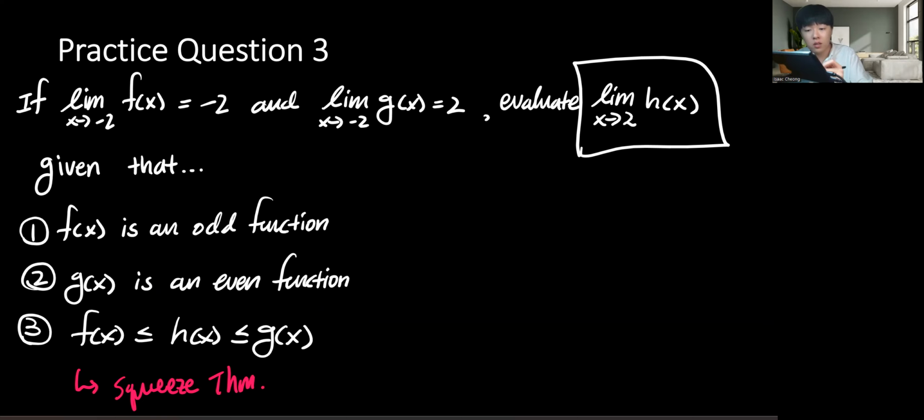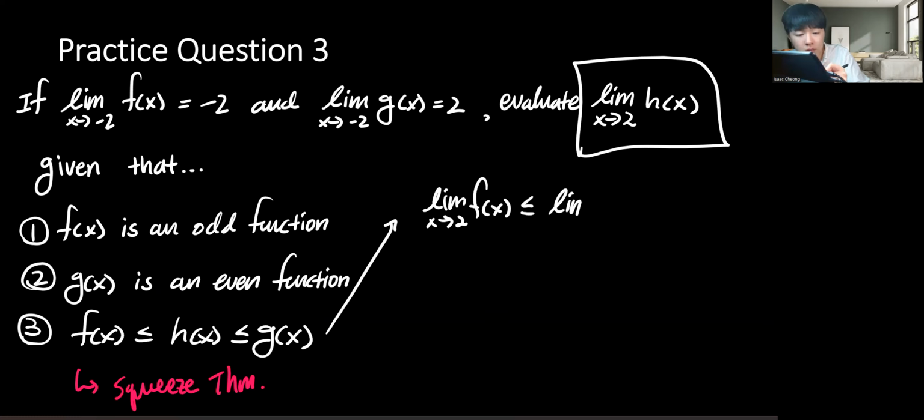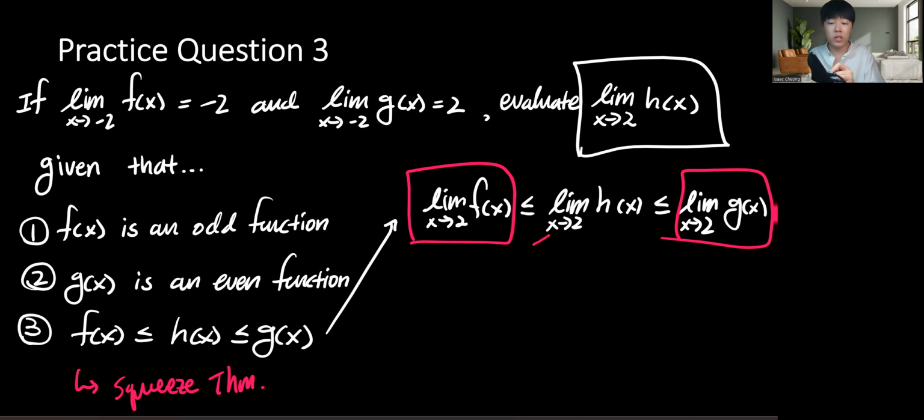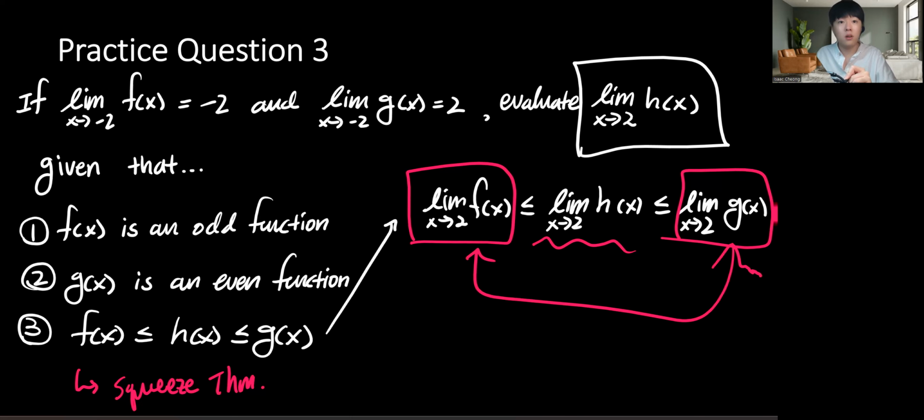On number 3, what we are going to get is the limit as x goes to 2 of f(x) less than the limit as x goes to 2 of h(x) less than the limit of g(x) as x is approaching 2. Very good. If we can figure out this value and this value, we can get our value in the middle using the squeeze theorem, if these two values are equal to each other.